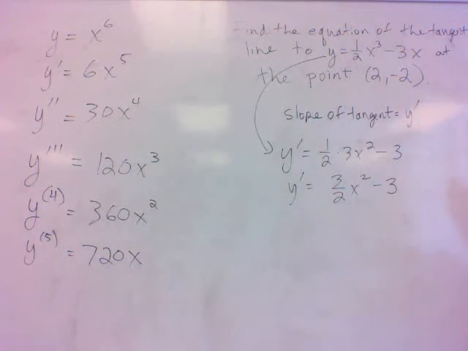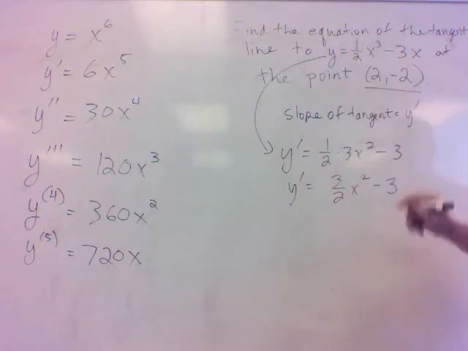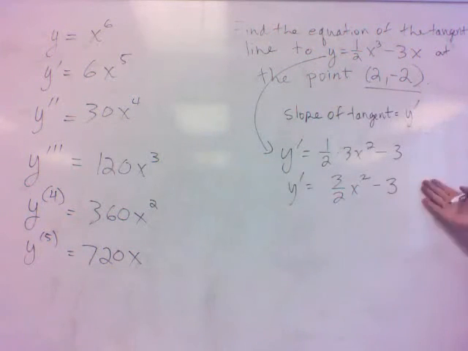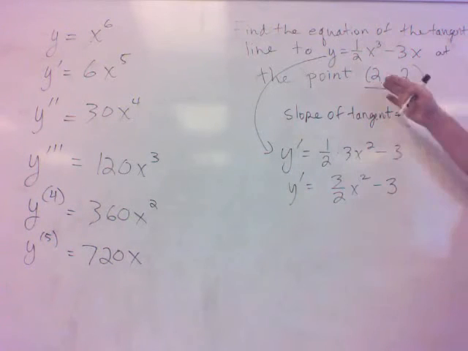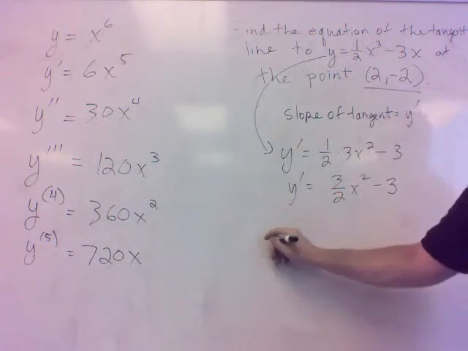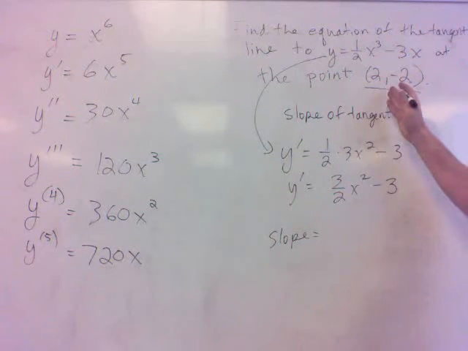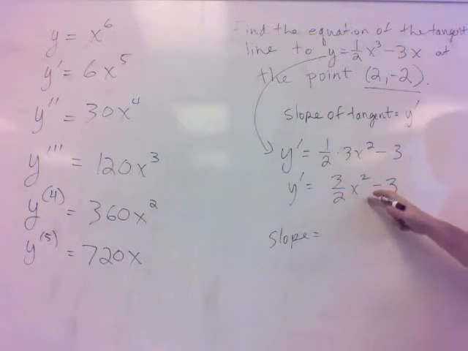Now, in this case, I want specifically a specific slope. I want the slope at 2, negative 2. So what does that mean for my derivative? Well, isn't this at the x value of 2? So my slope, then, at 2, negative 2, is going to be the derivative, plug in the x value.